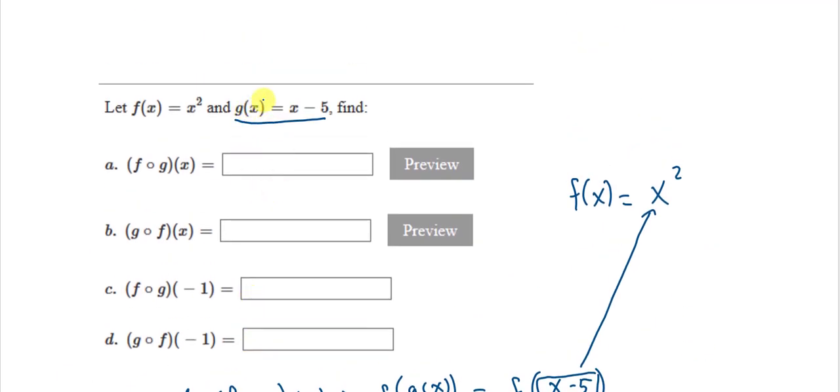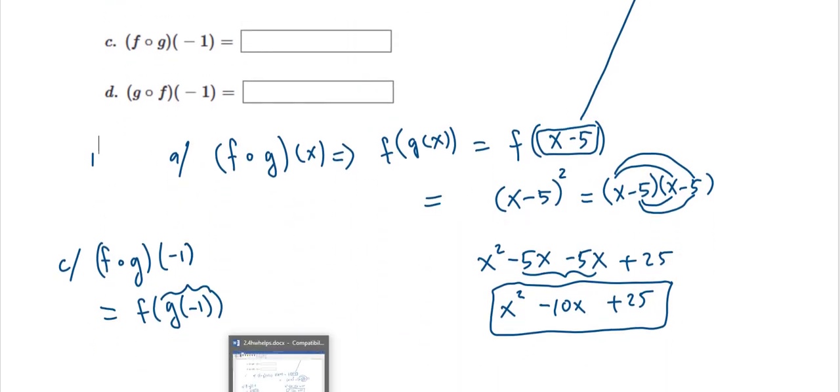We know that g of x is this here. So g of minus 1. Anywhere you see x, that becomes minus 1 in function g. So minus 1 minus 5, which becomes minus 6. So g of minus 1 is minus 6. So in here, this whole thing becomes minus 6. And now you just find the value of the function f when x is minus 6.